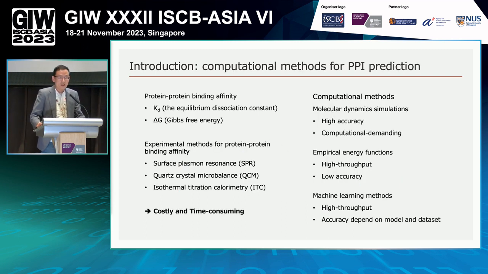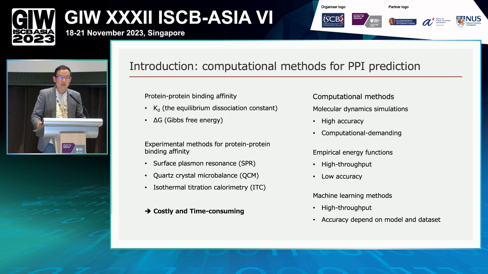Quantifying protein-protein binding is not a trivial task. The common metric for protein-protein interaction is protein-protein binding affinity, which can be measured by the equilibrium dissociation constant Kd and the Gibbs free energy delta G. There are some experimental methods for measuring protein-protein binding affinity, such as SPR, QCM, ITC, but all these methods are quite costly and time-consuming.